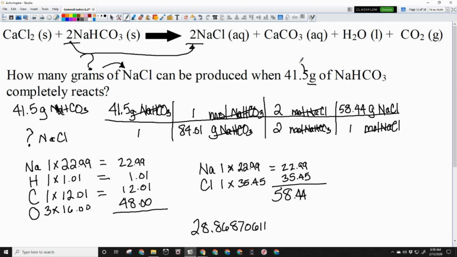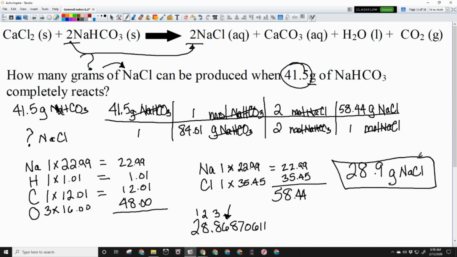Now we don't need all those numbers. How many sig figs? We're given 3 in our problem. So here's 1, here's 2, here's 3. We're going to look at this 6. Does the 6 round the 8? It does. So our final answer is 28.9. What are our units? Grams of sodium chloride. Simple, easy, breezy.